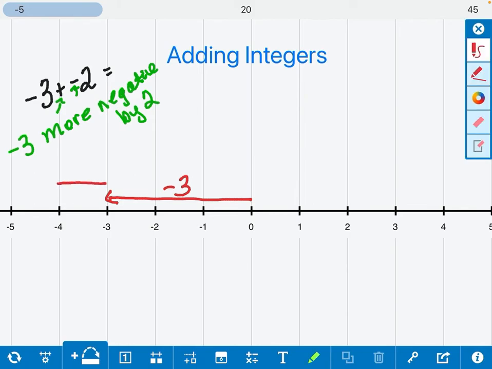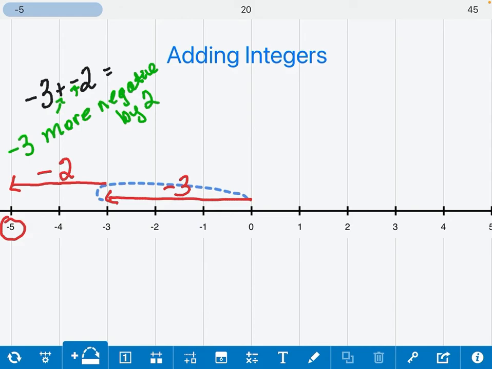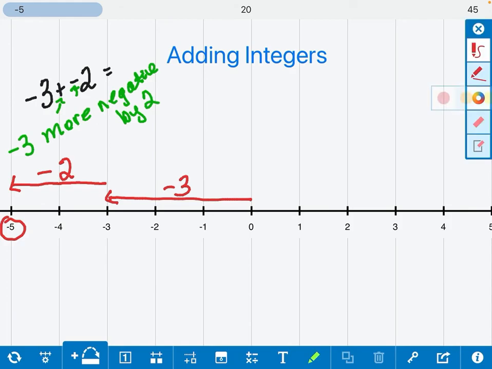So 1, 2, and then where we end up is going to be our answer. So negative 3 plus negative 2, or we're at 3 negatives, and we want to get more negative. So our answer is going to be negative 5.